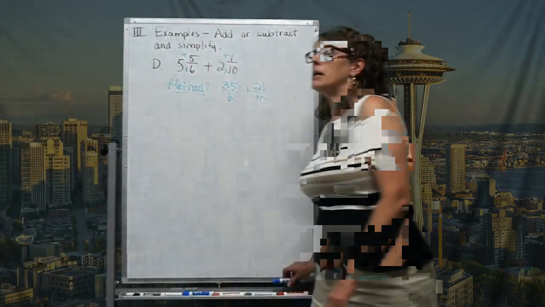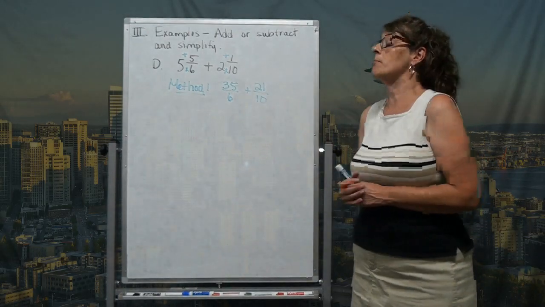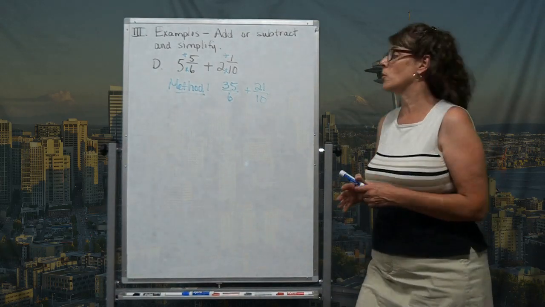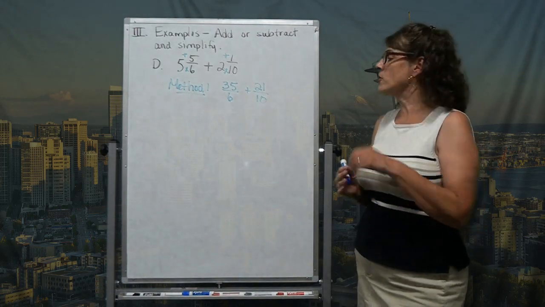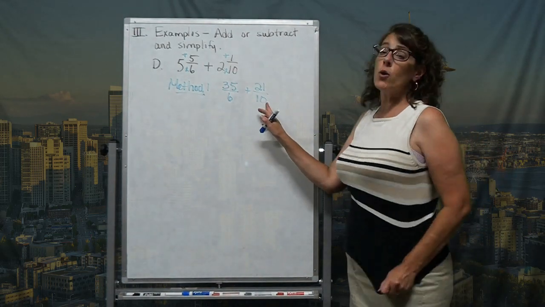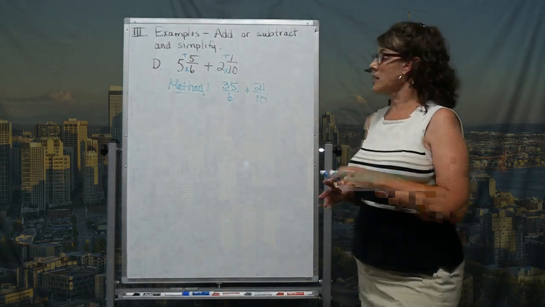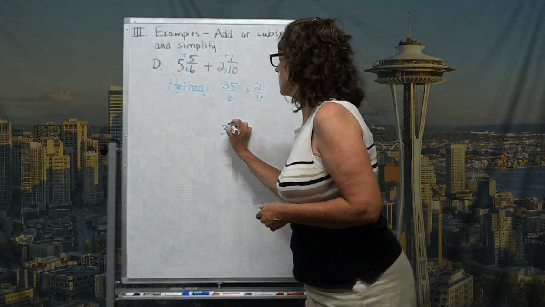Recall, common denominator is the smallest number both of these will go into. I don't necessarily have to multiply the two together. I just want the smallest number they'll both go into. Well, both of them will go into 60 definitely, but is there a number smaller? 10 will go into 20, but 6 won't. 10 will go into 30, 6 will. So I'm going to convert each of these to 30ths.